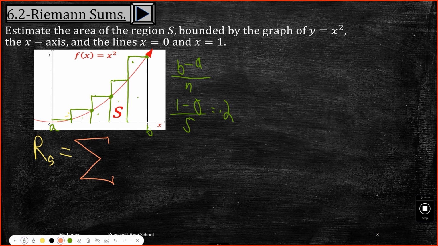The sum of five rectangles, from i equal to 1, from the first rectangle all the way to the nth rectangle, and the nth rectangle is the 5th rectangle, of the base times the height.